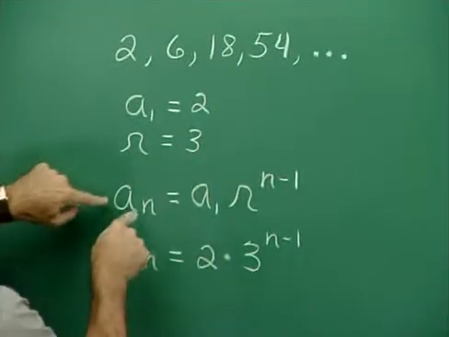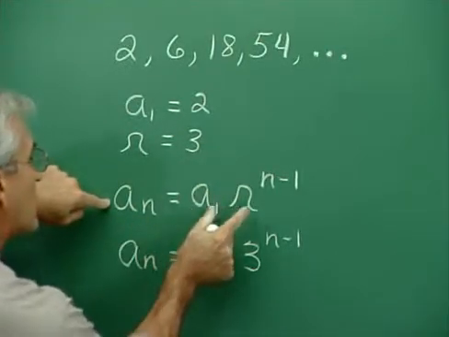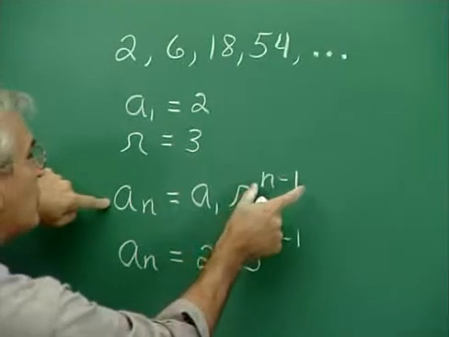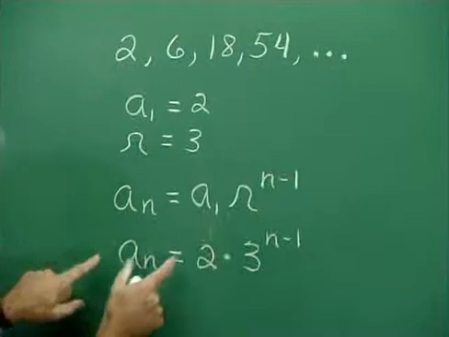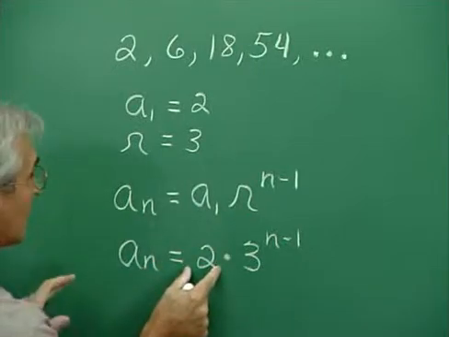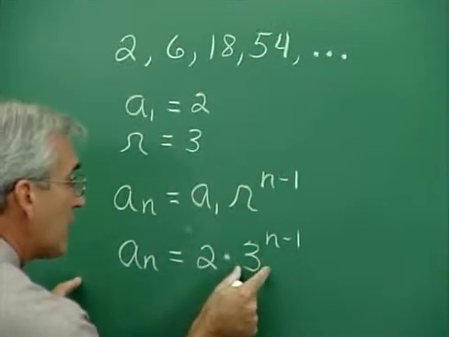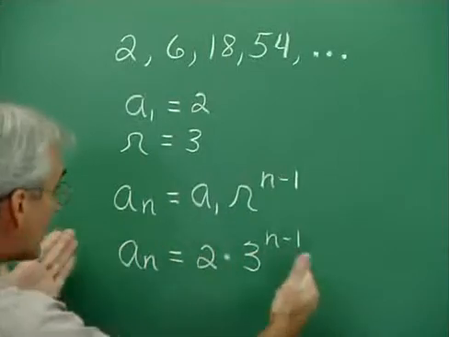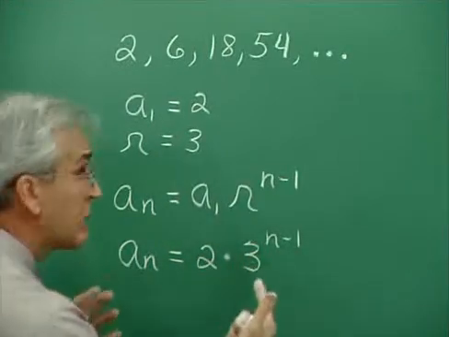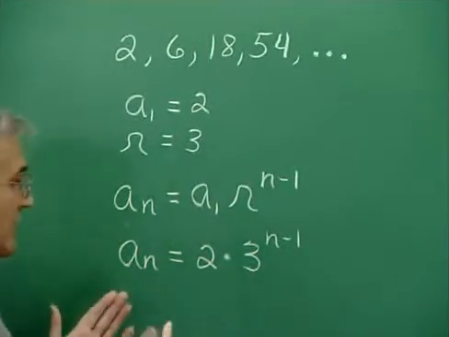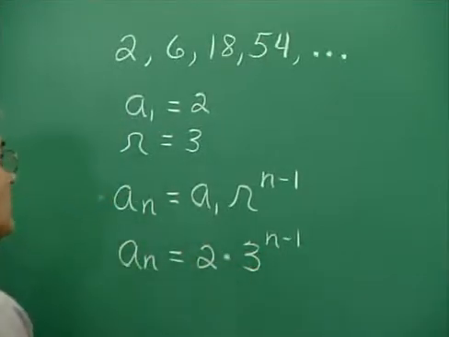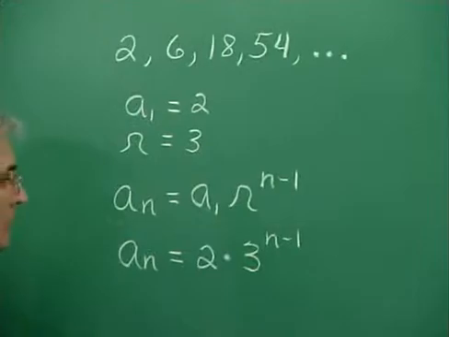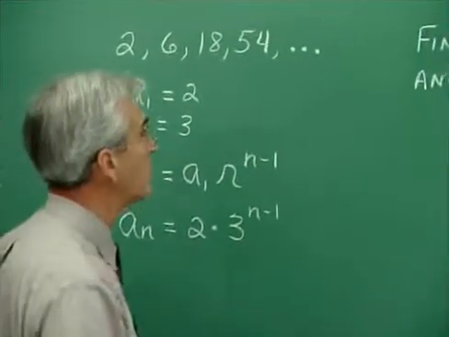Okay, so the nth term is the first term times the common ratio used as a factor n minus 1 times. So here, the a sub 1 is 2. And the common ratio is 3, so it's 3 to the n minus 1. Here's the expression to generate the nth term. We could generate the 20th term, you see, just by replacing n with 20, and we would have the value of the 20th term.